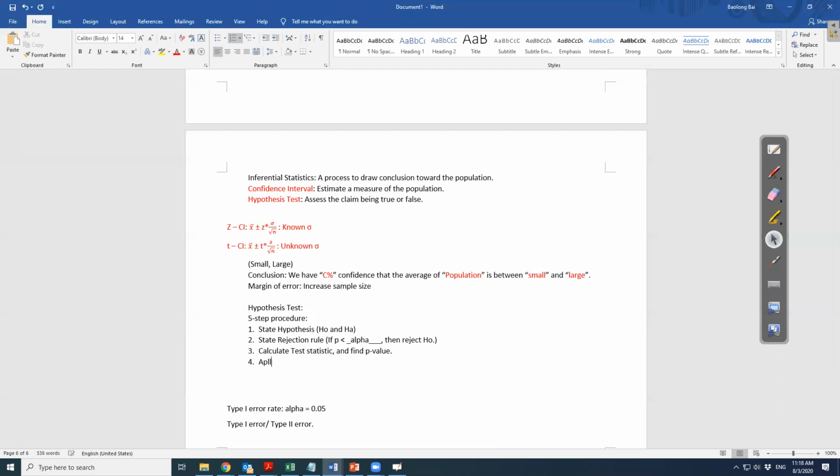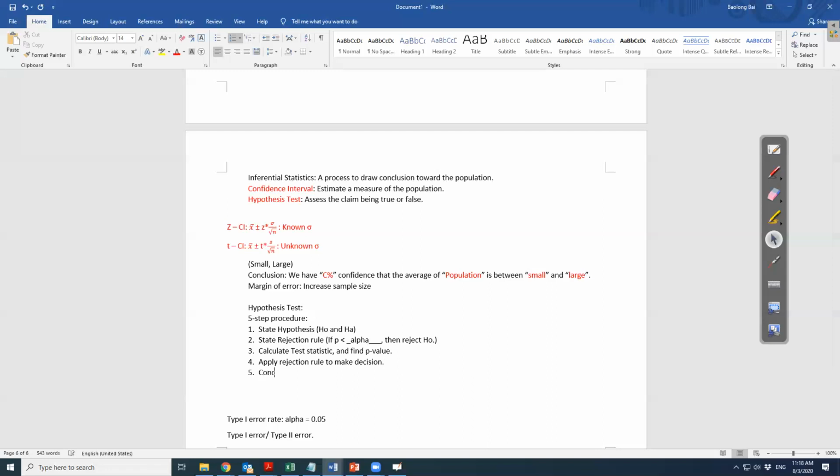Step 4, apply the rejection rule to make a decision. You find what the p-value is in step 3. You define what alpha is in step 2. You have both values ready to compare. And that's all you do in step 4. If p is smaller than alpha, by the rule, we're going to reject the null. If not, if p is greater than or equal to alpha, then we fail to reject the null, and that's it. So that's step 4. All you do is compare p and alpha.